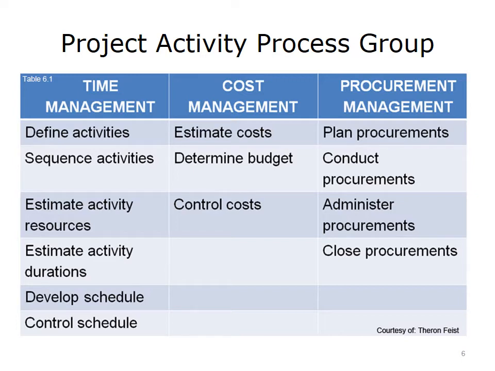In the cost management process group, you will begin to estimate costs, determine budget, and control costs. The activities in procurement management will involve planning procurements, conducting procurements, administering procurements, and closing procurements.